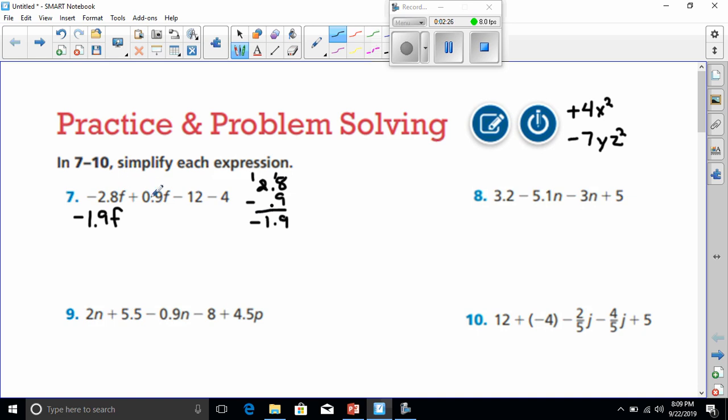But I'm not done there. I've taken care of these two terms, and now I've got to knock out these two terms. Now I've got negative 12 and negative 4. This time my signs are the same, and the rule is if my signs are the same, I add and keep the sign. So I'm going to add 12 plus 4. 12 plus 4 is 16. And since both of them are negative, my answer would be negative. So this would be minus 16. And there's nothing else I can do here because I can't combine an f with a regular number. So my final answer is negative 1.9f minus 16.